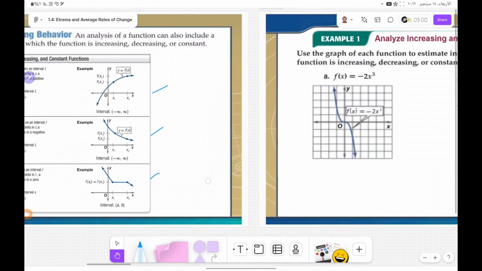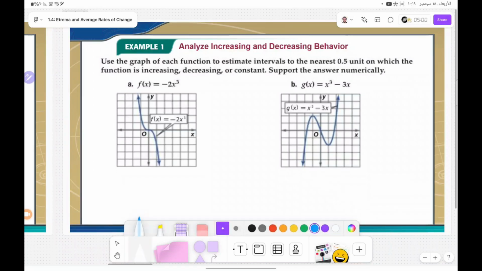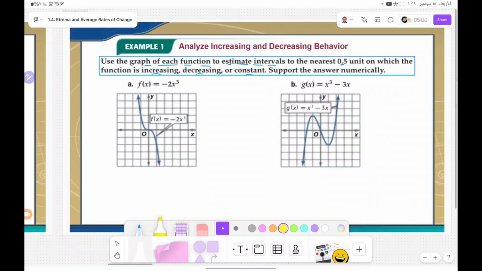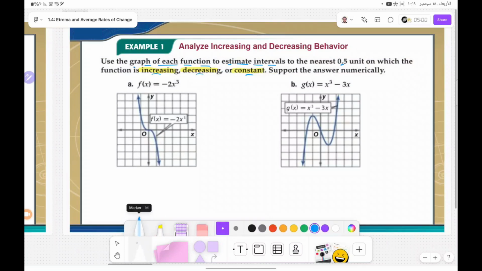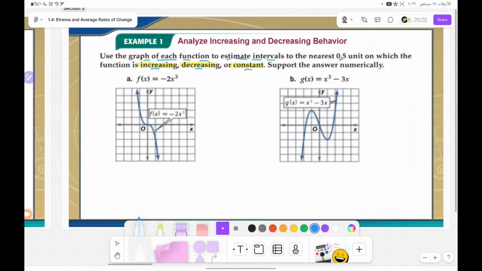Now let's have examples to check the behavior. Reading the question: use the graph of each function to estimate intervals to the nearest 0.5 unit on which the function is increasing, decreasing, or constant. We need to find which interval is increasing, which is decreasing, and which is constant. Support numerically. We're not going to support it numerically, because if a value is smaller and then the other value is bigger, that means increasing. If the value was bigger and then becomes smaller, this one is decreasing.